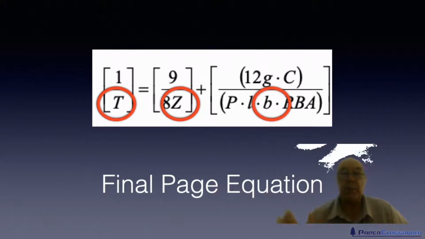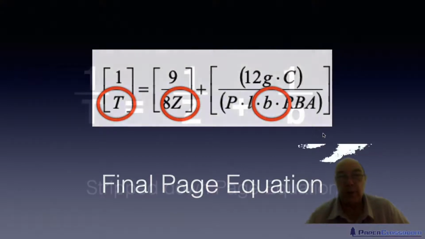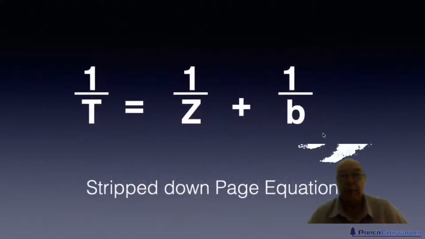What we're going to do is to just simplify this equation. 9 over 8 is a constant, G, gravity, is a constant, C is the coarseness of a fibre, 12 is a constant, P is the perimeter of the fibre, L is the length of the fibre, RBA is the relative bonded area between fibres. All those are just little tweaks. What I want to do is to just give you a simple version of this first of all, and then hopefully you'll understand it. Those are the 3 terms. This is essentially the Page equation, and all the other bits and bobs just refine it. But if you understand this, you understand everything.